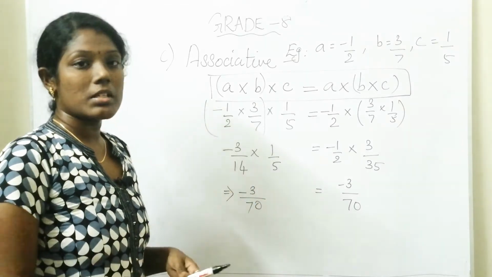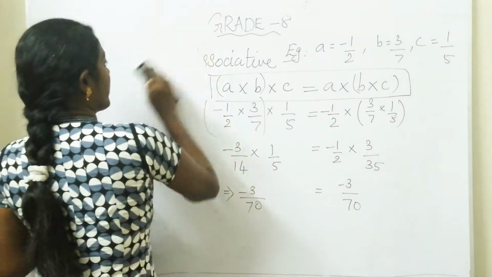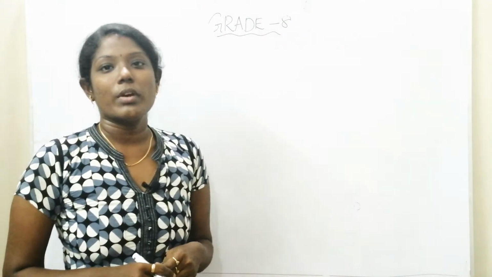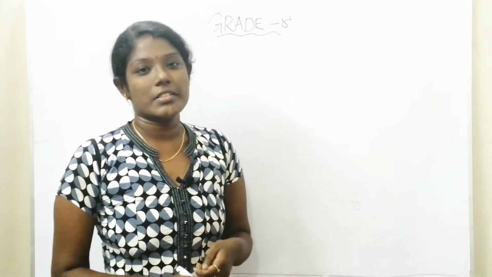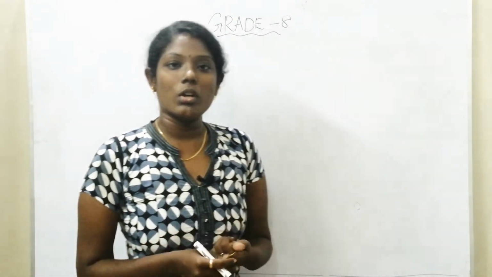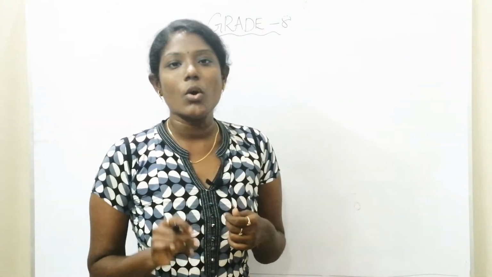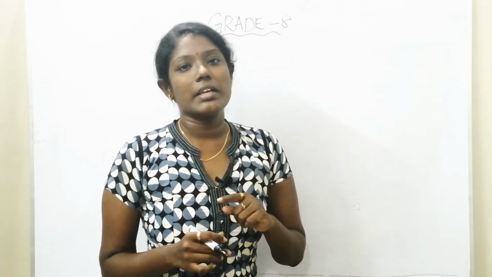The next property that we are going to do is the fourth property, multiplicative identity. As I already told, additive identity, you all know what additive identity is, right? 0 is additive identity. Why? Because it is the only number which, when we add with the rational number, gives the same rational number as the answer.